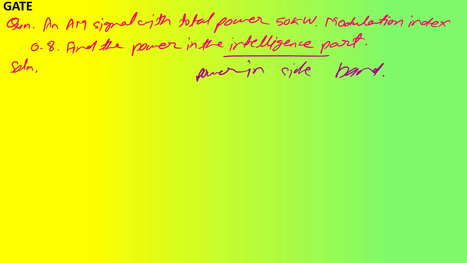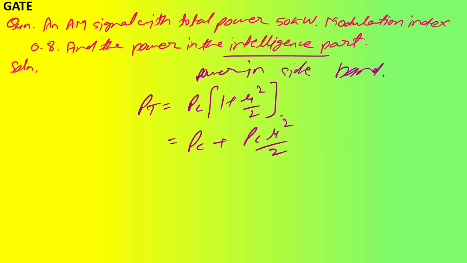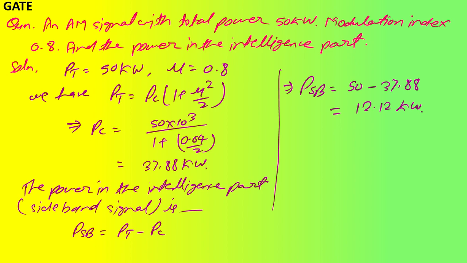So you know already AM total power is how much? Pc into 1 plus mu square by 2, right? It is a summation of Pc, the carrier power, plus Pc into mu square by 2. This part is nothing but your intelligence part, which is PSB. So this PSB can be found out very easily. How? The total power is given and the modulation index is given. So let me directly take you to the solution.